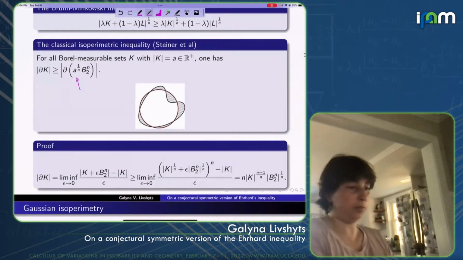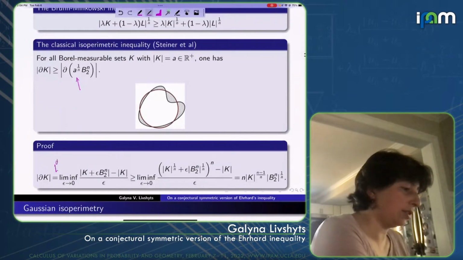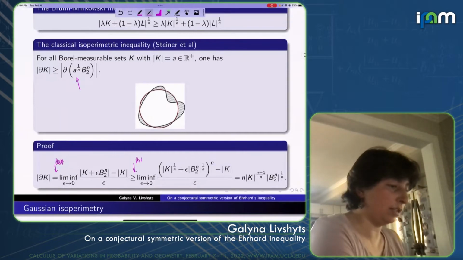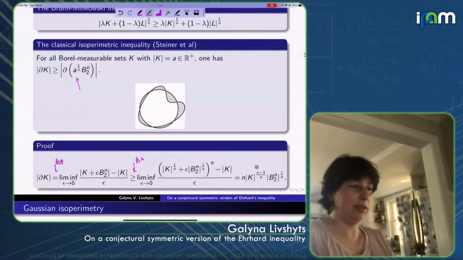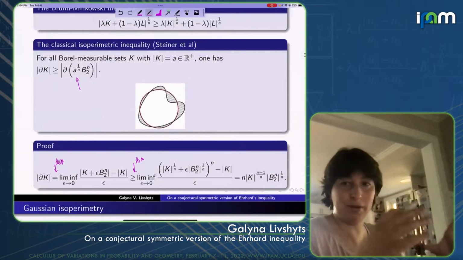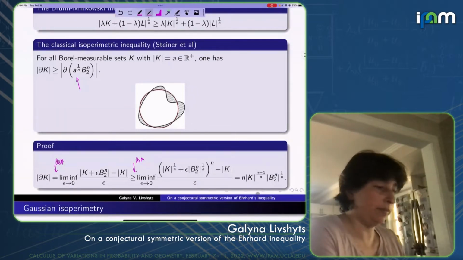That's supposed to be reasonably straightforward. So here is a very short proof, right? We just write the definition of the perimeter. This is the definition of the perimeter. We apply the Minkowski inequality and do the algebra. We discover that the ratio of the perimeter raised to the appropriate power to the scaling of K is going to be bigger than that of a ball. The rest is just algebra.